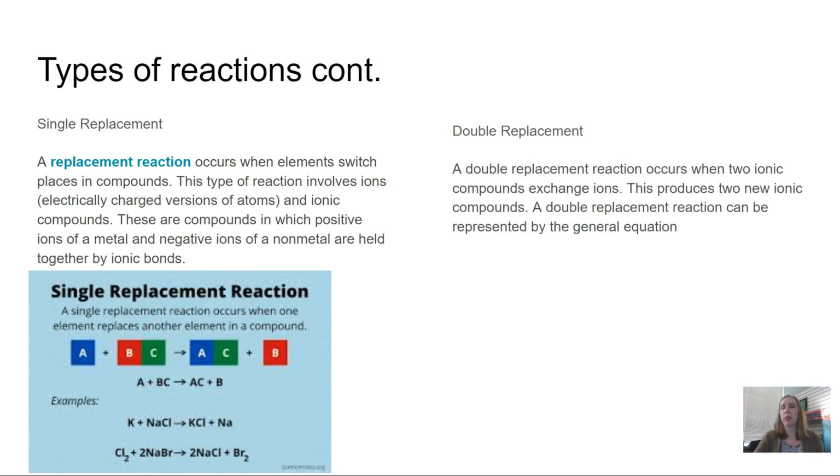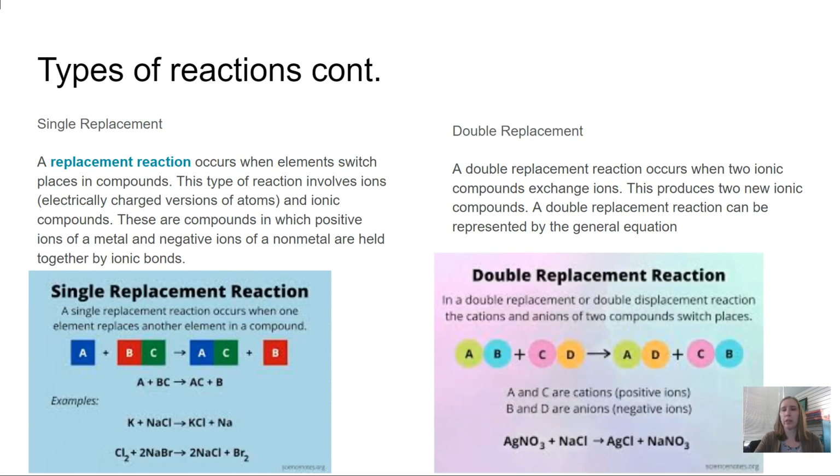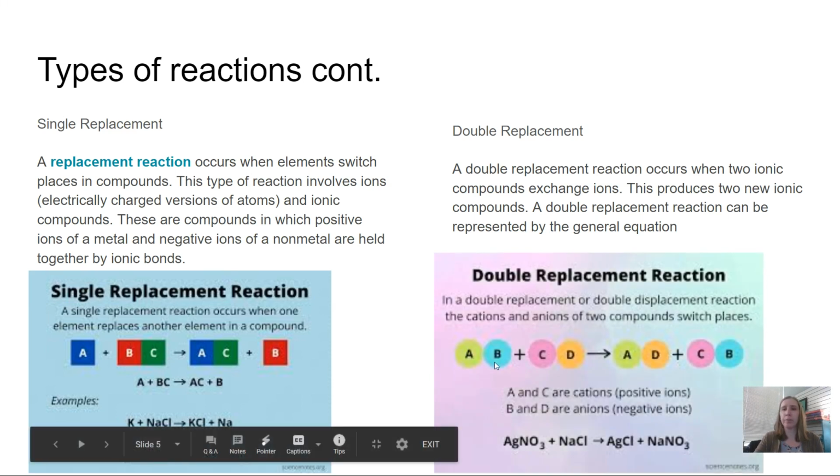Double replacement reaction occurs when two ionic compounds exchange ions. This produces two new ionic compounds. A double replacement reaction can be presented by a general equation. So AB plus CD becomes A bonded to D plus C bonded to B. So A and C are cations, B and D are anions, and they switch places. So an example would be silver nitrate plus sodium chloride becomes silver chloride plus sodium nitrate. Okay, so the silver and sodium are our cations, and they've switched places.